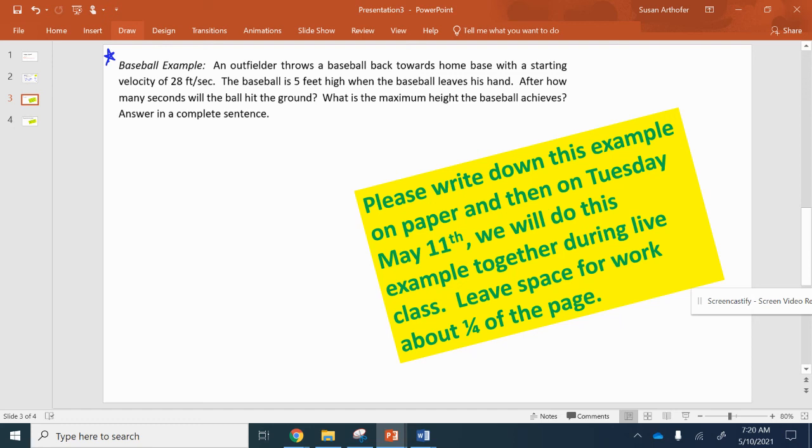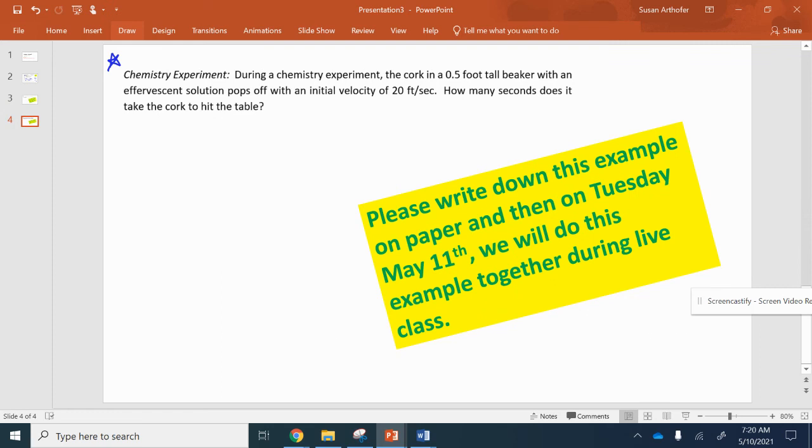So you're going to hit pause and write this baseball example down. When you're done, you're going to start the video again and write this example down. So make sure you have both of these written down for tomorrow's class, okay? All right. You don't have to do them, just write them down.